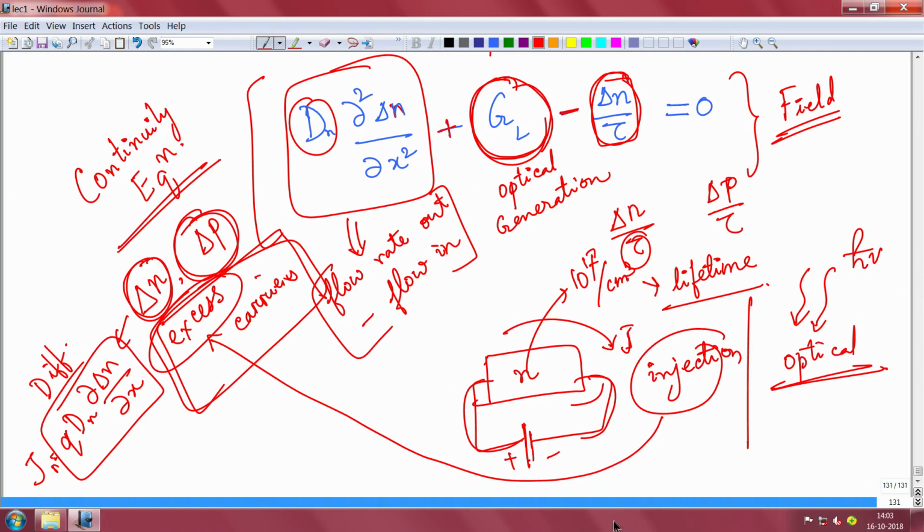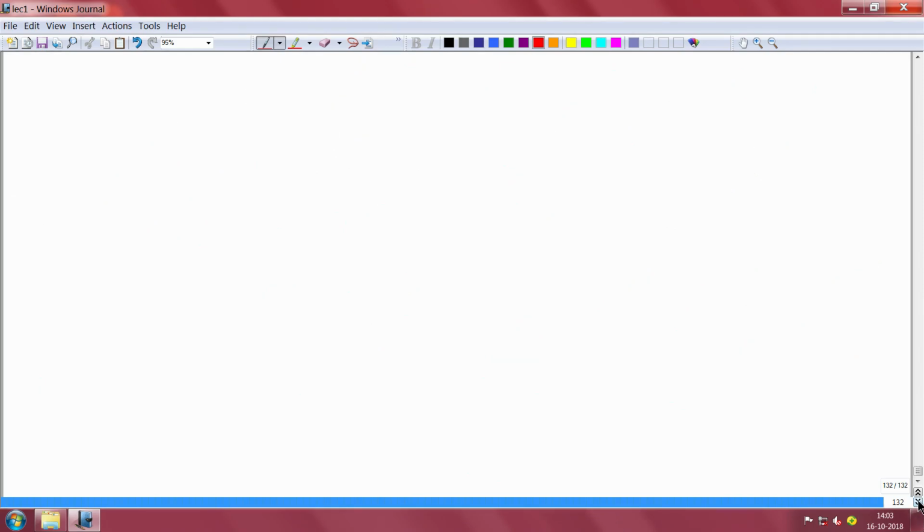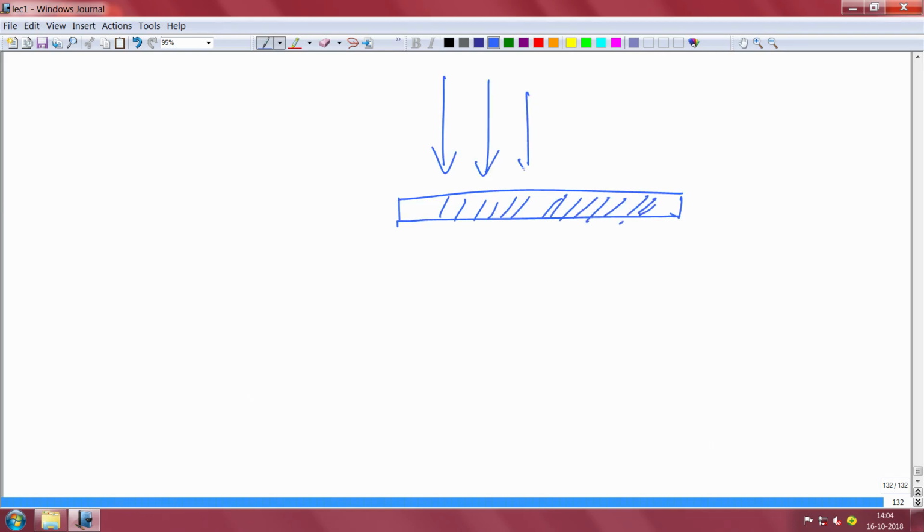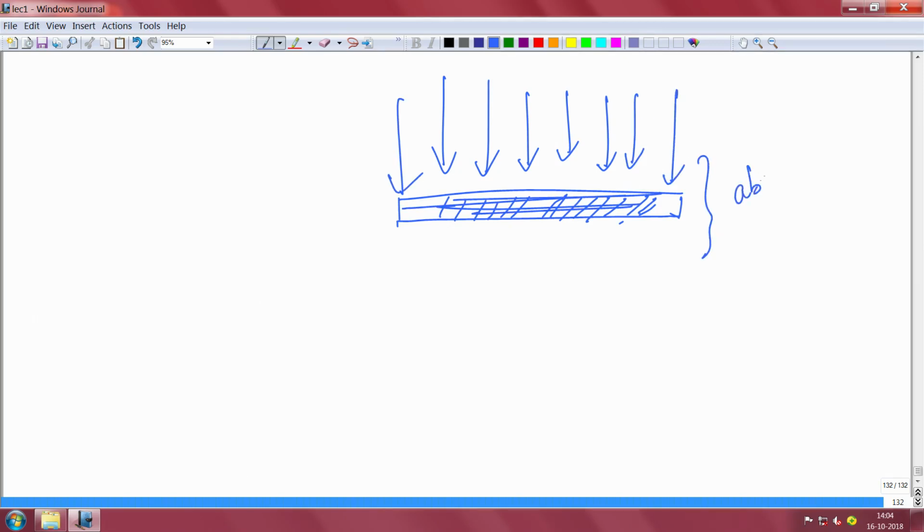Now when you solve the continuity equation, there are different boundary conditions that you have to look into depending on the situation. For example, suppose I take a very thin slab of semiconductor, uniformly, say, n-type doped. I'm shining light of wavelength lambda that is absorbed here completely. So everywhere the absorption is uniform, and I'm shining everywhere. So everywhere in the sample the absorption of the light is uniform.